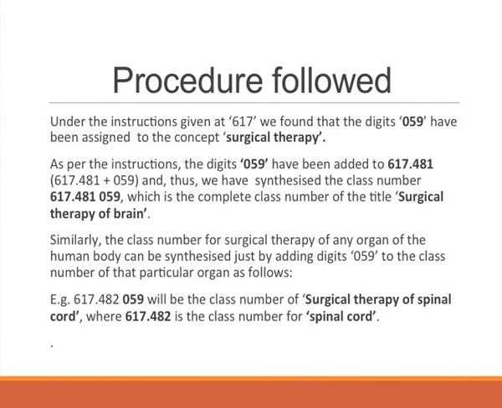Similarly, we can make class numbers for any other organ of our human body, and we can add the concept 059 to it, like surgical therapy of any organ. We give the class number of the organ and attach this digit 059 to it. So, this is applicable to all the different organs. 617.482 is, for example, the number for spinal cord, and when we attach 059, it becomes surgical therapy of spinal cord. This way we can attach 059 to any organ, and it becomes surgical therapy of that particular organ.